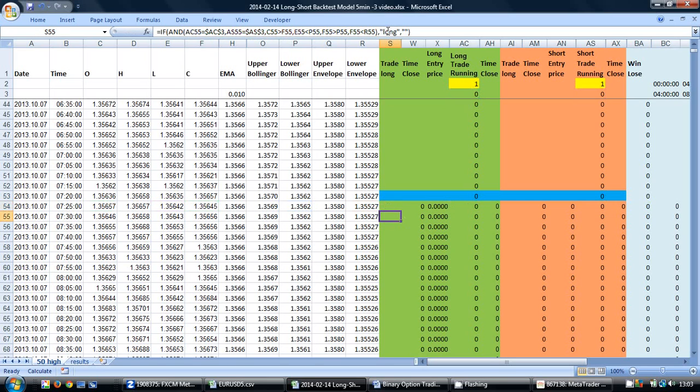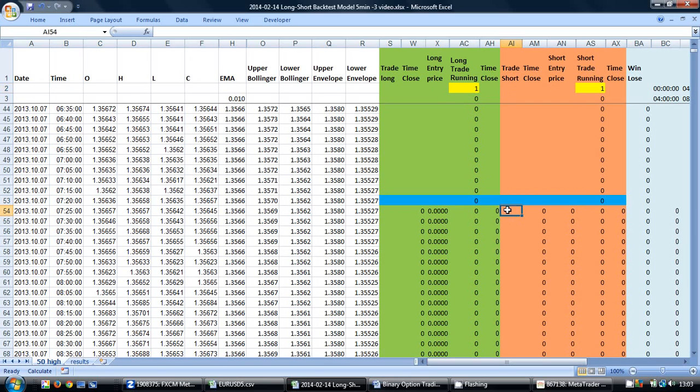Okay, so these are our trade entry criteria. Our long trade entry criteria, rather. We're going to do the same with our short, even though it says trade long here. We're going to do the same with our short entry criteria. So equals, if, and.